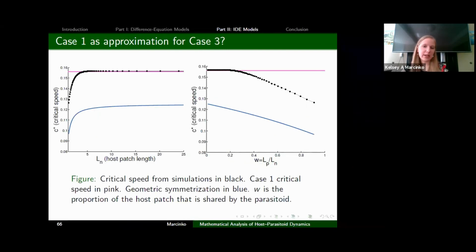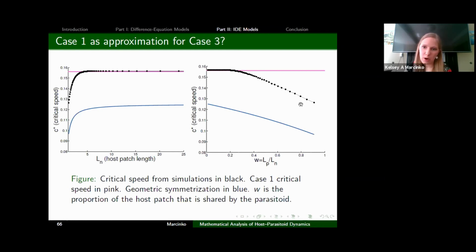So specifically to describe some of that, the blue curve here is the critical speed from the geometric symmetrization for case 3. The black, again, is the simulations. The pink is the case 1 approximation. And in these figures I'm showing the host patch length. So as host patch length increases, case 1 becomes a better approximation for the critical speed.